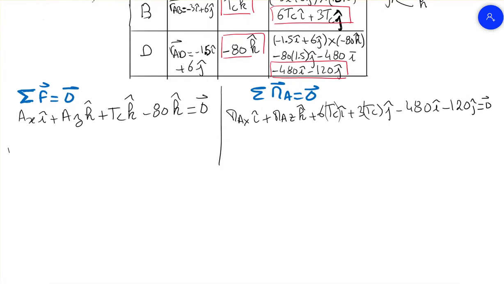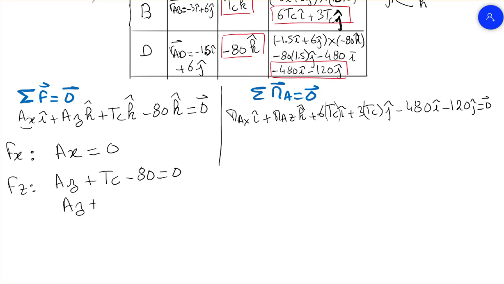Here we go. If we use Fx, we end up with AX equal to 0. Now Fy is 0 equals 0, so we don't use it. And with Fz, it will be AZ plus TC minus 80 equal to 0. So let's write AZ plus TC equal to 80. Okay, we have two unknowns, we cannot solve. Let's go to the moment equation.